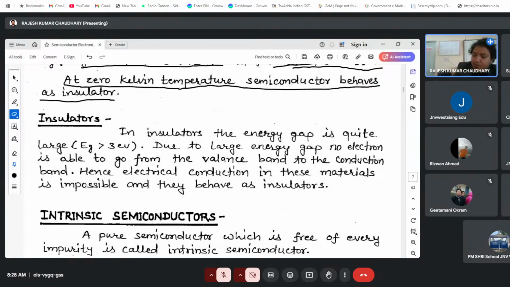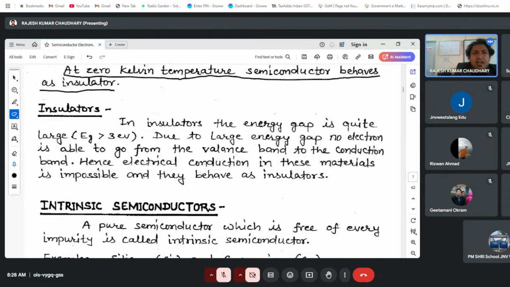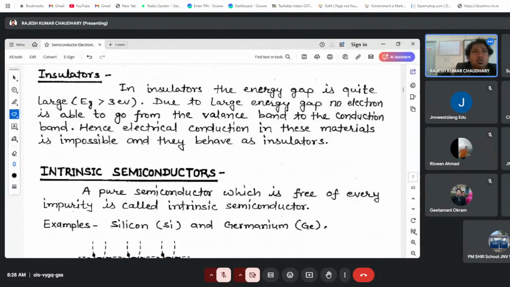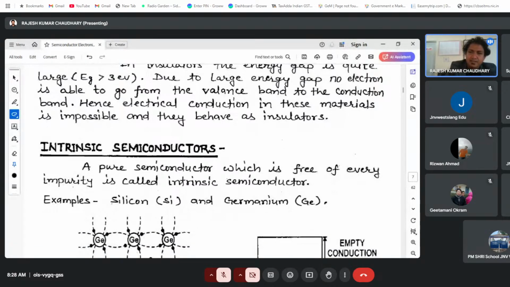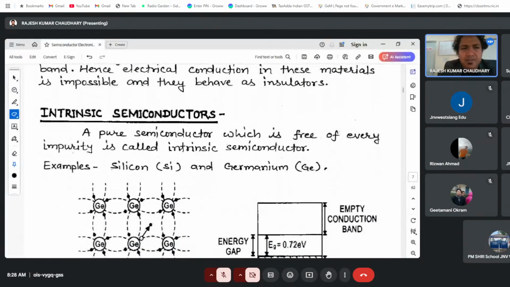You know why? Because at that temperature, electrons do not have enough energy to jump from the valence band to the conduction band. Those of Gen V who have just joined, we have already discussed valence band and conduction band. If you want to know more about that, don't leave the class after 9:30. We can discuss that.